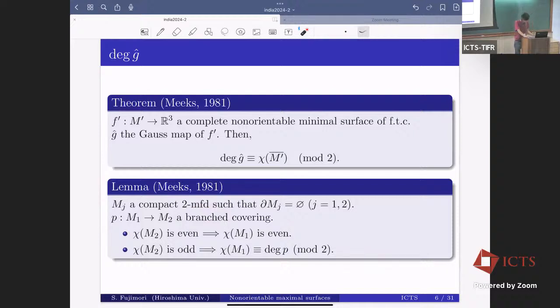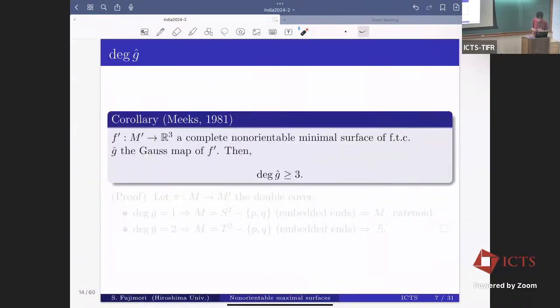So if we want to prove this, we need only the second part. In this case, the Gauss map is a map from M bar prime to RP2. The Euler characteristic of RP2 is 1, so this is M2, and this is the Gauss map, and this is RP2. So this is the result. So we have this property for minimal surfaces.